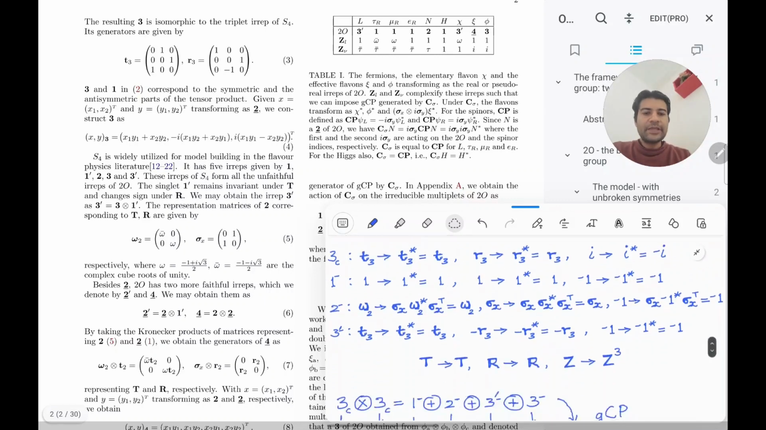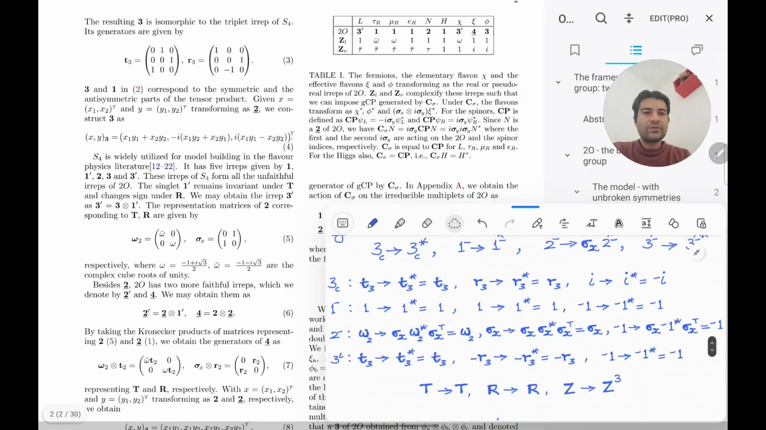These relationships can be summarized as shown here. So we have T and R remaining unchanged, while Z changes to Z cube. As you know, I cube is -I that we saw here, and then -1 cube is also -1 as we have here. So this is what happens, and this is a non-trivial automorphism, and this is also an outer automorphism. So this definition of GCP is non-trivial.